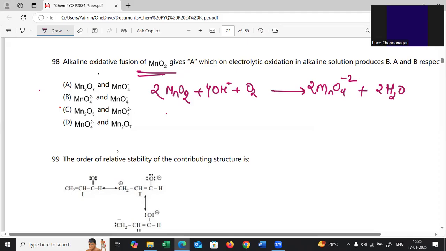So now what is given to us? Products A and B are asked. Option B shows MnO4 minus 2, so that is one product, and this MnO4 minus 2 on oxidation will give you MnO4 minus. MnO4 minus 2 will turn into MnO4 minus. Option B is your answer. D block question this is.